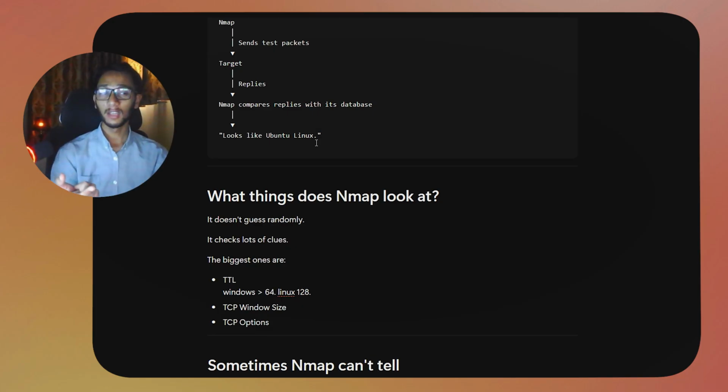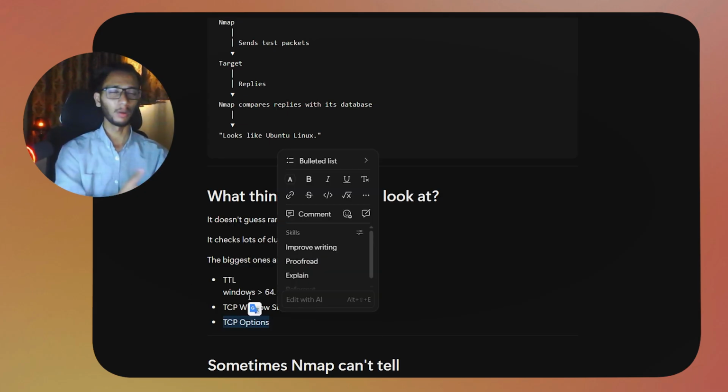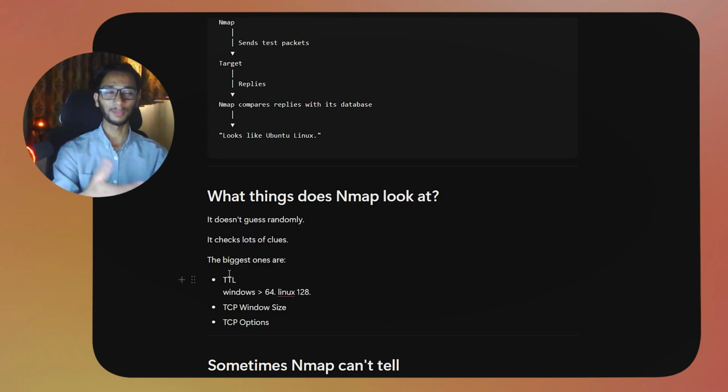One is the TTL value, another is the TCP window size, another is the TCP option. Different operating systems behave differently in the TCP packets. They construct the packets in different ways or might add some extra information based on the operating system. This is this part that I have told you. I'm just gonna quickly explain it to you.